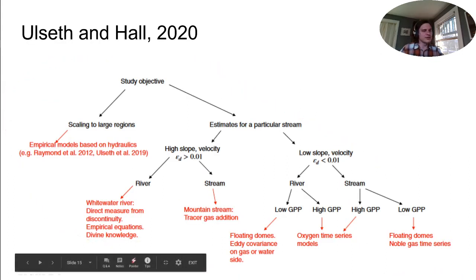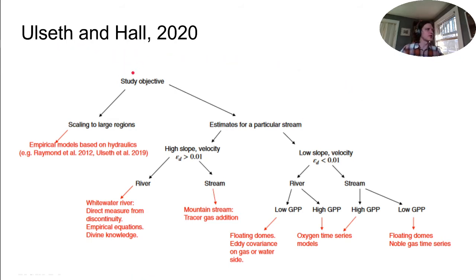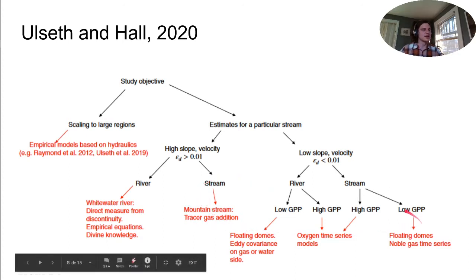And all of this is reviewed in this paper by Amber Olsen and Bob Hall, and they show a really nice thing at the end on how you might estimate gas exchange velocity depending on your study objective and your study site. I won't walk through this, but you'll have access to these slides. Basically, if you're doing large regional work, then an empirical model approach would work well. If you have a really high gas exchange area, you might use a tracer gas addition. And then there are other ways that we've talked about.